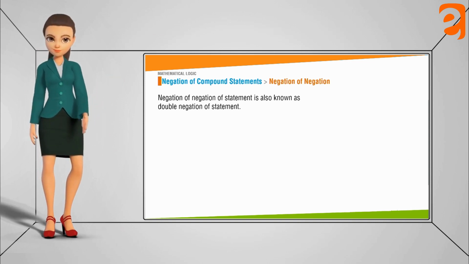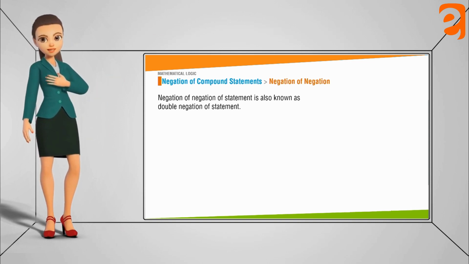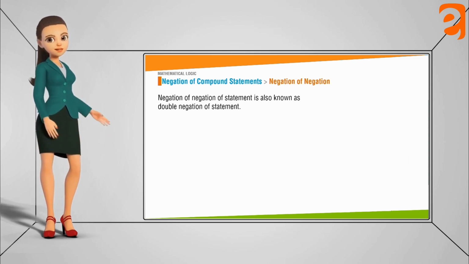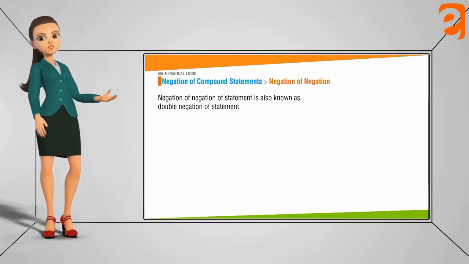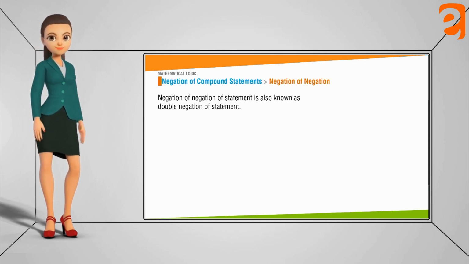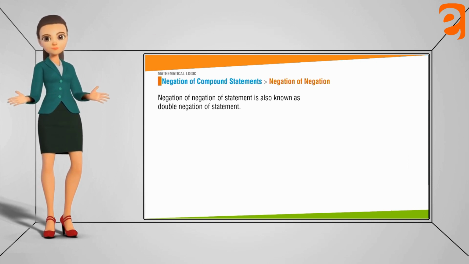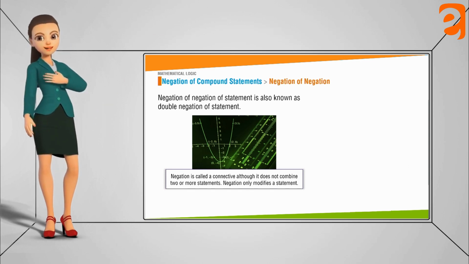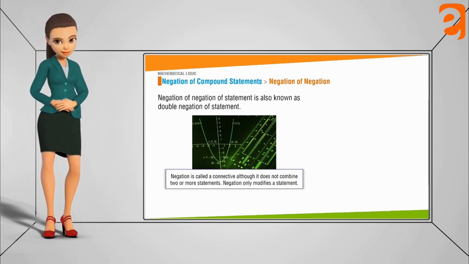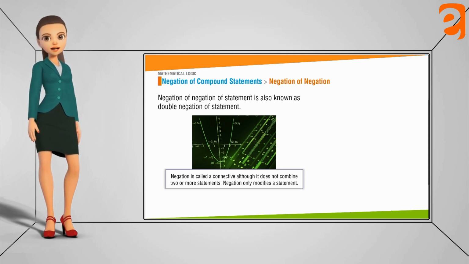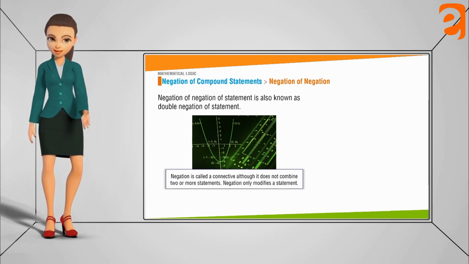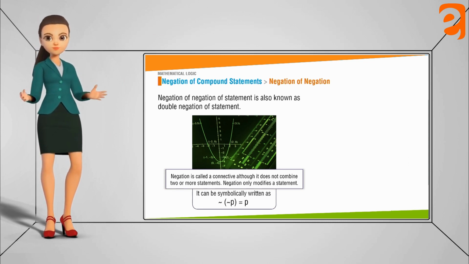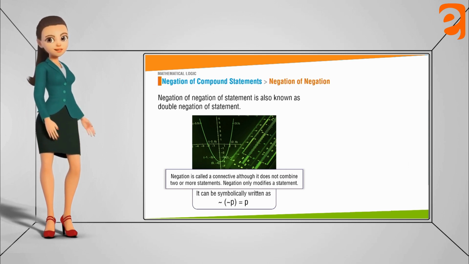Negation of a negation is also known as double negation of a statement. When we put a double negation on anything, it again comes out to be positive. It means that if there is a sentence, you take the negation of that and again take a negation, and it comes out to be the original statement. Negation is also called a connective, as we have defined earlier. Symbolically, it is written as tilde tilde p, which is equal to the original statement p.